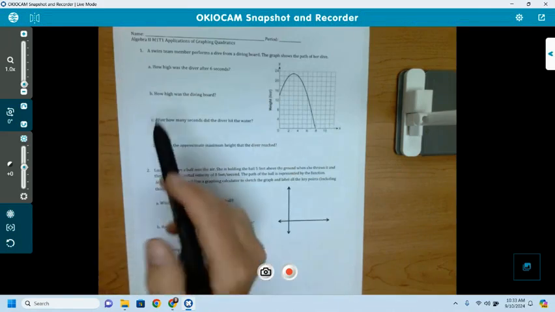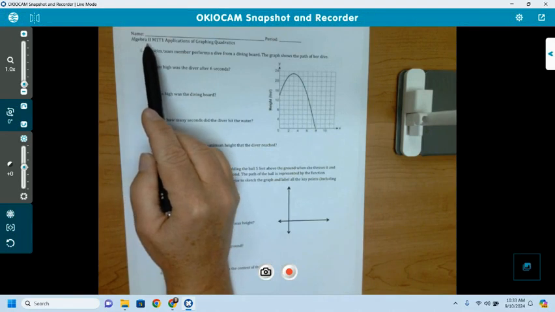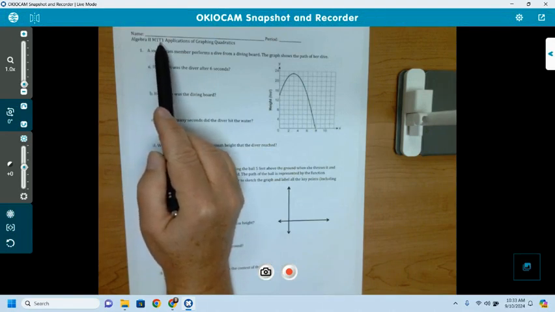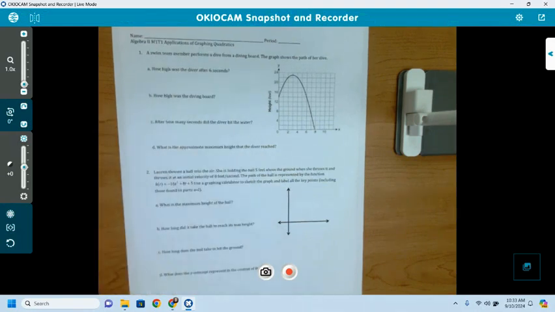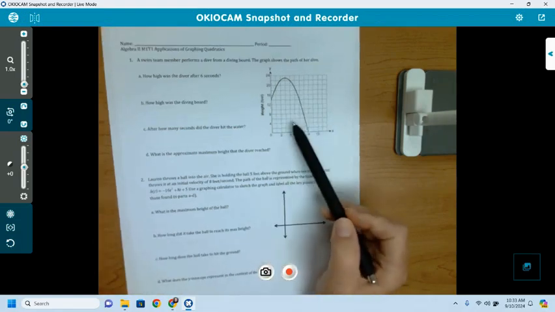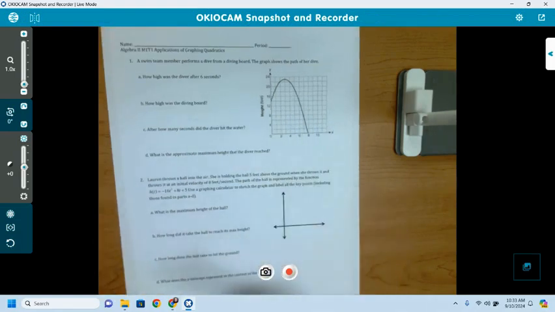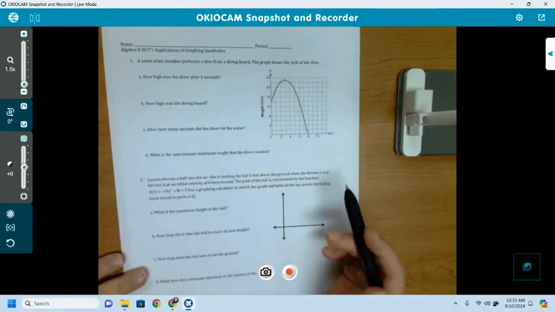Let's begin. Today I am doing Algebra 2, M1T1, Applications of Graphing Quadratics. Do you have the same homework? Great. Let's begin. Let's start by looking at the graph on the right. Let's label the parts even before we read the question. Let's look at the parts of the graph.